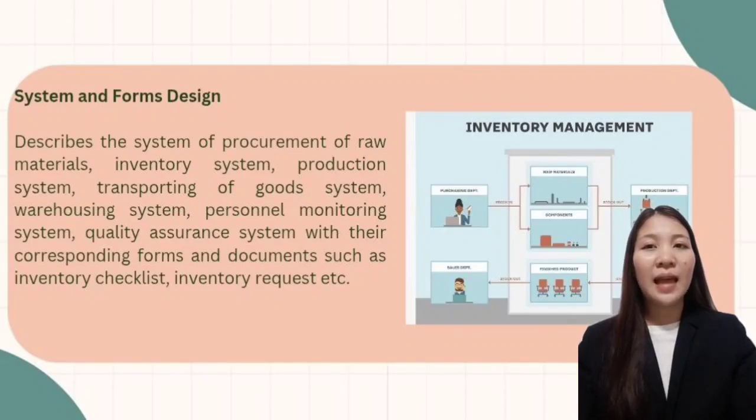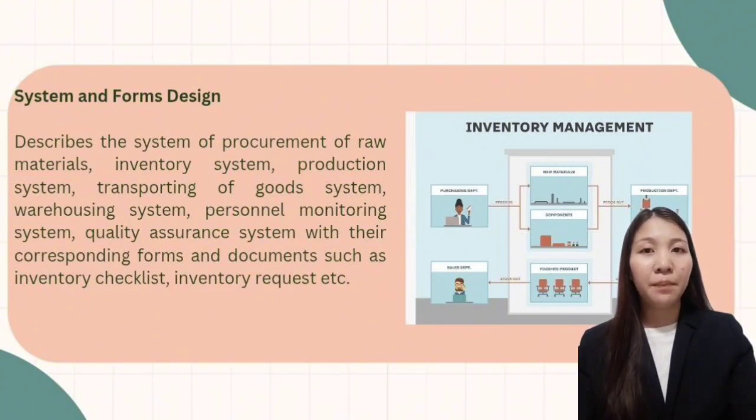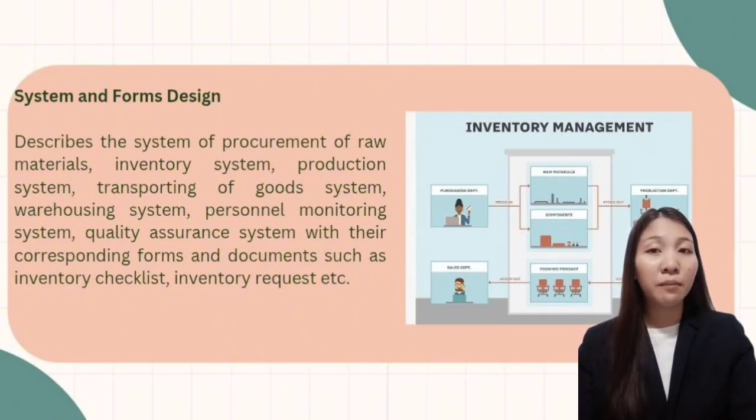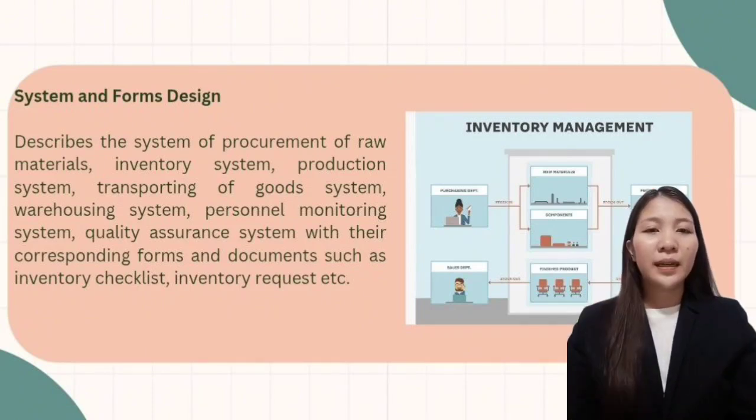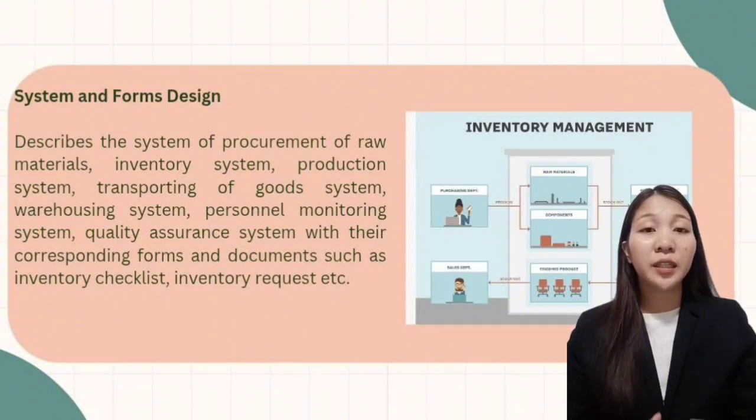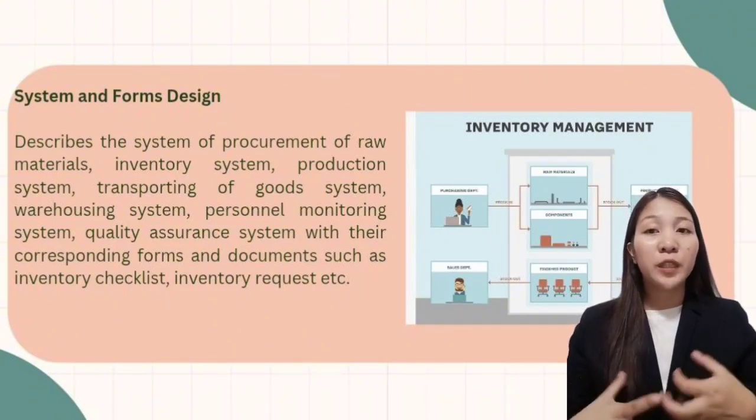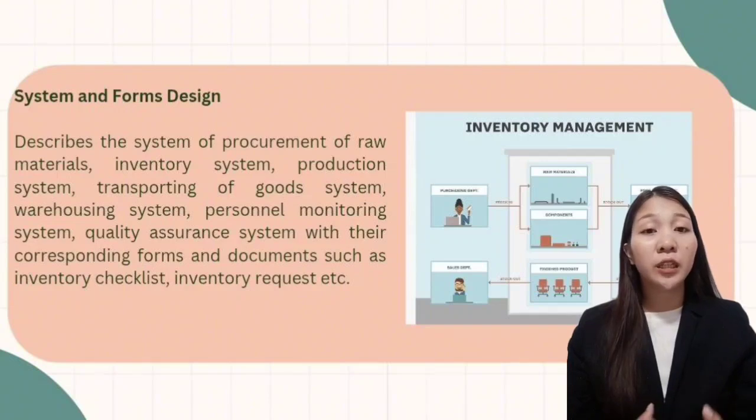Next is the system and forms design. In this topic, it describes the system of procurement of raw materials, inventory system, production system, transporting of goods system, warehousing system, personnel monitoring system, quality assurance system with the corresponding forms and documents such as inventory checklist and inventory requests. Systems and form design in technical study ensures standardized processes, efficient data management, and regulatory compliance.